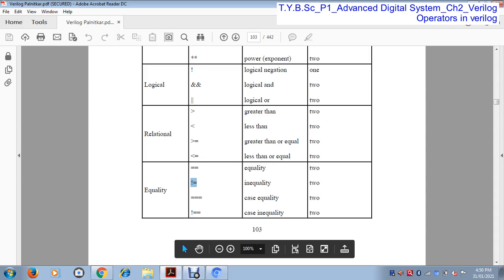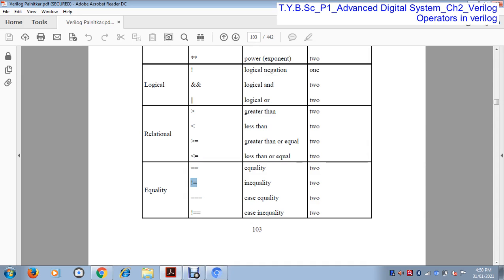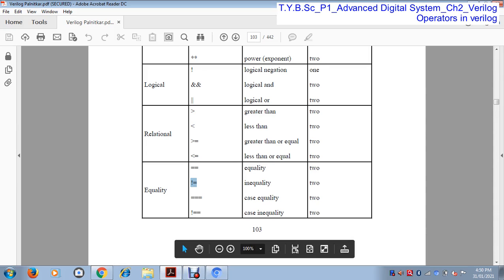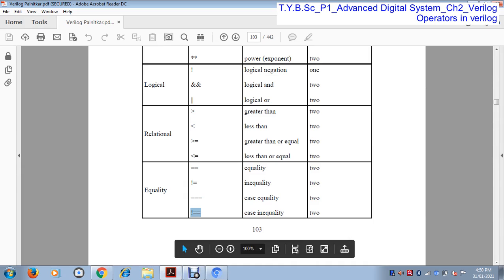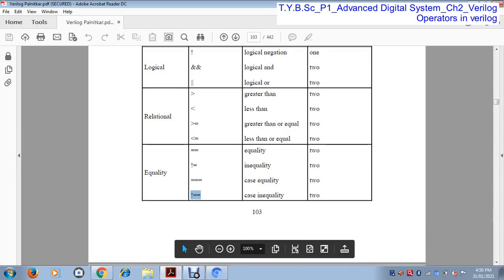Then the case equality. Case equality means what? There are two cases, case A and case B. Case A represents some condition, and case B represents some other condition. If both the cases, case A and case B, are the same, then it is indicated by this operator, called case equality. This operator represents case inequality, that means case A and case B are not equal. All these operators have two operands, therefore equality operators also come in the binary operator category.